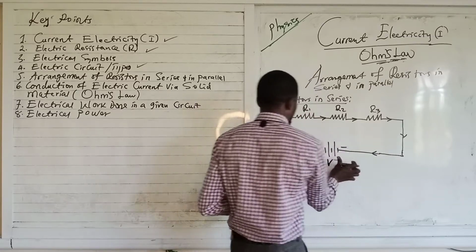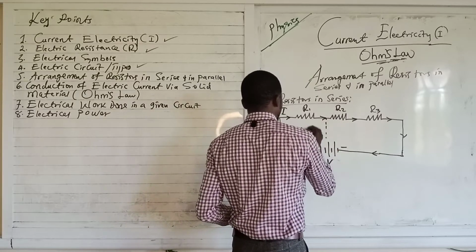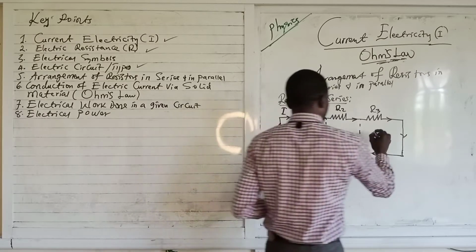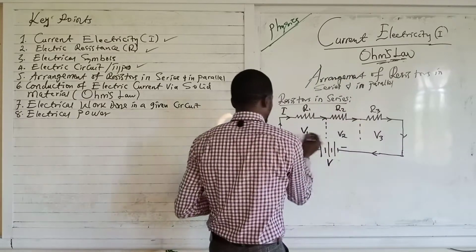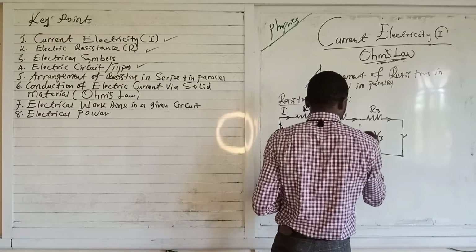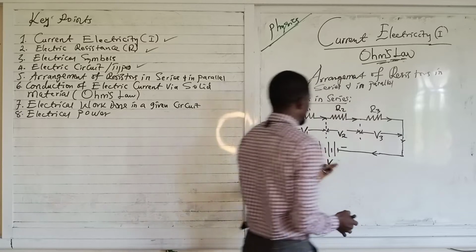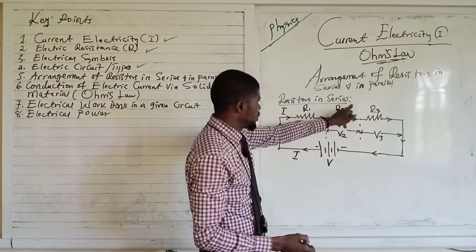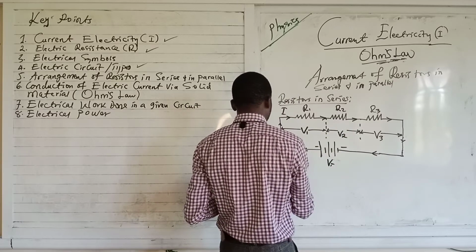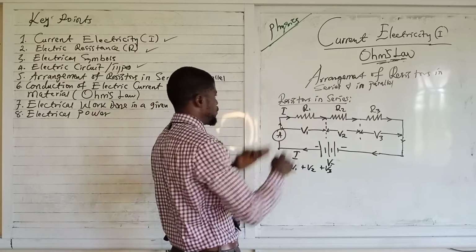This is our V, or our EMF, the battery. But then you have different voltages. This is the voltage across R1, from here to here. This is the voltage across R2, V2. And this is the voltage across R3, from this point to this point. So the total voltage in the circuit is given as Vt equals V1 plus V2 plus V3, all in units of volts.